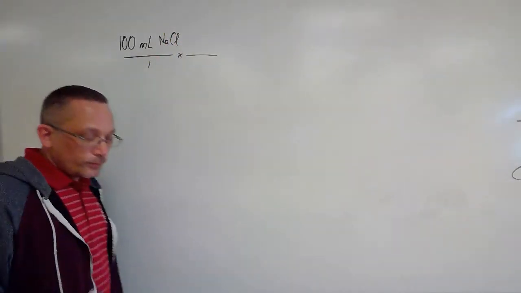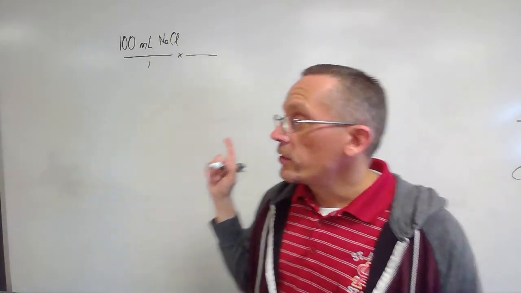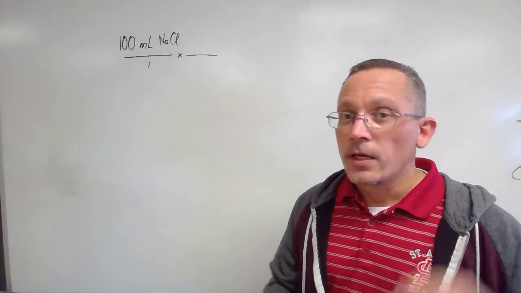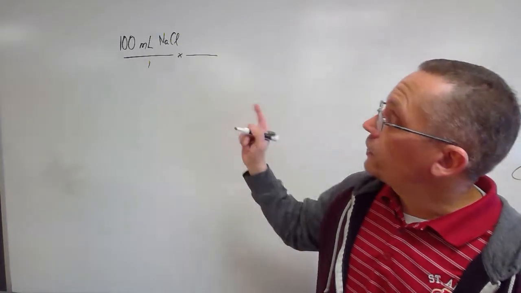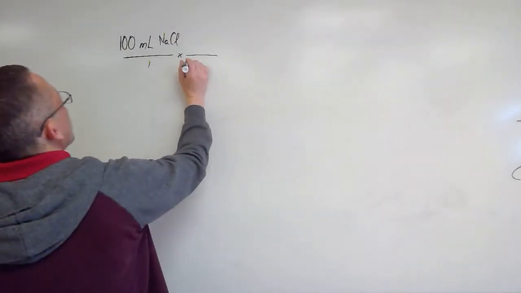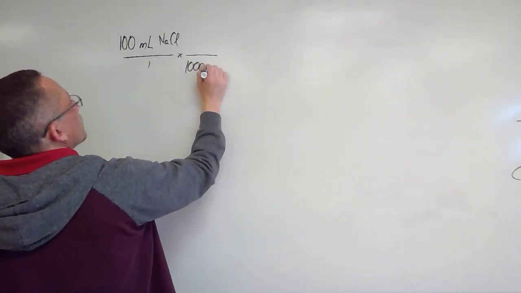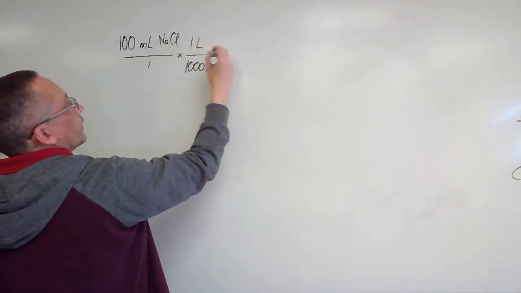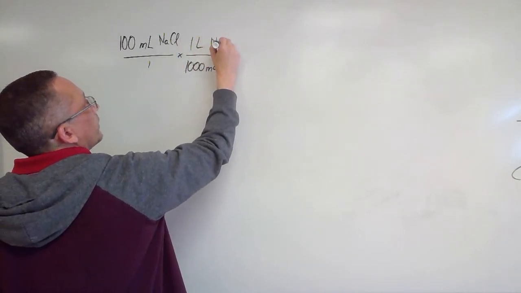Okay, now you see they gave me milliliters to start with. Milliliters are not usually what we want to work with. We want to work with liters. So I'm going to use that conversion factor to change my milliliters to liters. So I'm going to put in the bottom 1,000 milliliters so that it matches the top here, and in the top 1 liter. And this is NaCl.